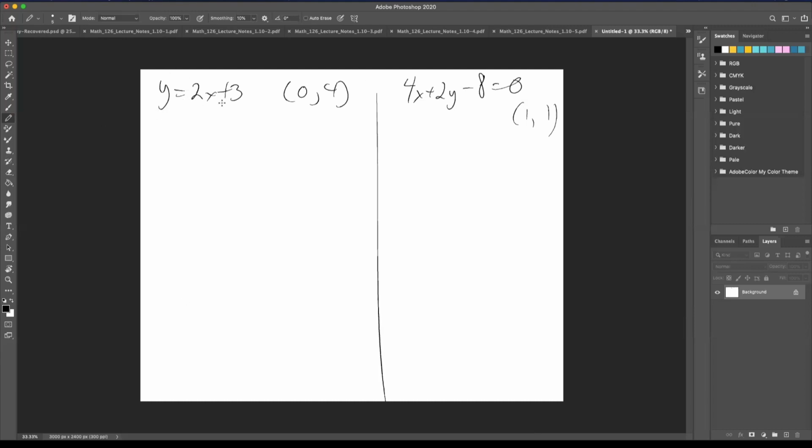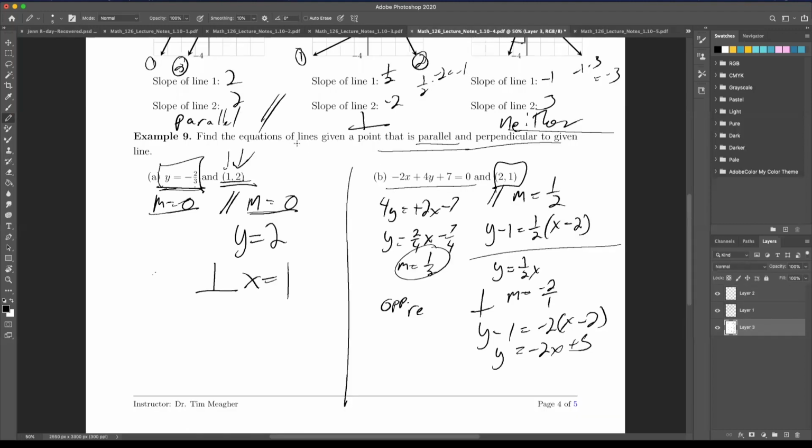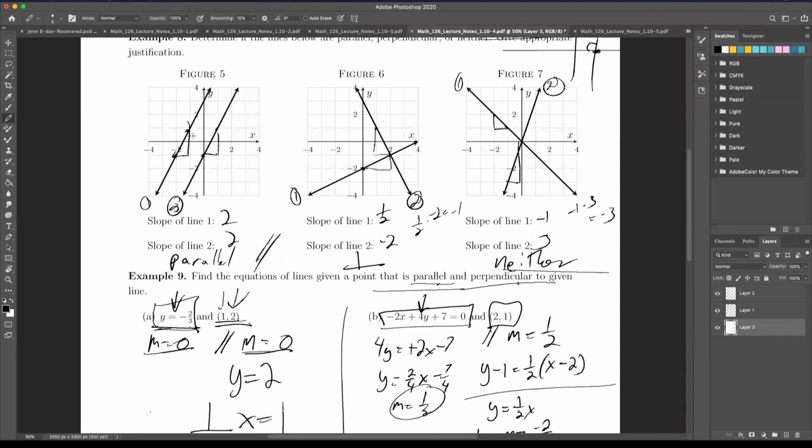The first thing I want to do when I want to find the parallel and perpendicular for a given line, let me go back to the wording real quick. The wording says find an equation of the lines given a point that is parallel and perpendicular to the given line. So this is our given line, and the only thing I really care about is its slope. If this line were way over here, it's still parallel as long as it has the same slope.